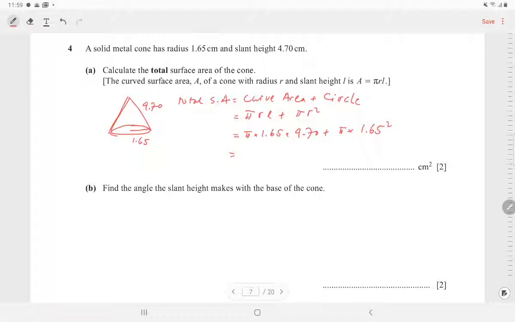Okay, it's pi times 1.65 times 4.7 plus pi times 1.65 squared. Okay, so the answer is 32.9160, rounding to 32.9.